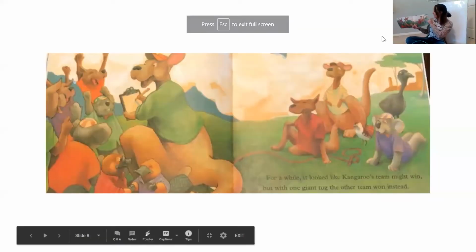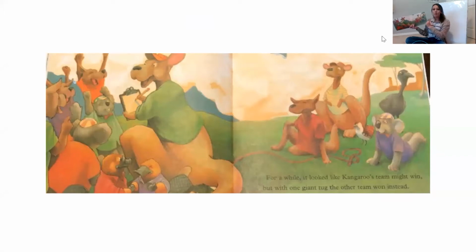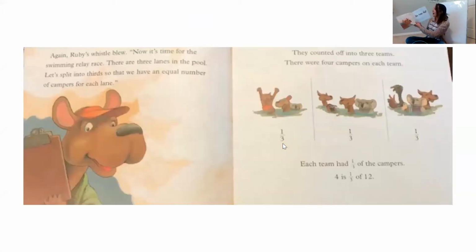For a while, it looked like Kangaroo's team might win, but with one giant tug, the other team won instead. Again, Ruby blew her whistle. Now it's time for the swimming relay race. There are 3 lanes in the pool. Let's split into thirds so that we have an equal number of campers for each lane. They counted off into 3 teams. There were 4 campers on each team. Each team had a third of the campers. 4 is 1/3 of 12.